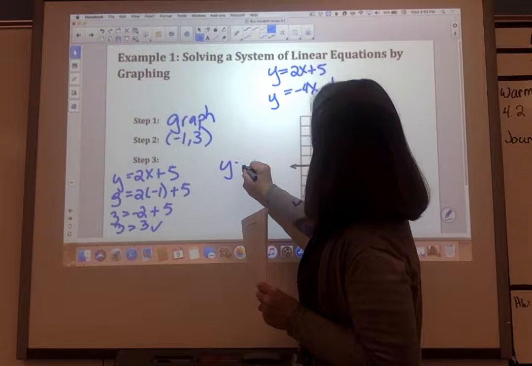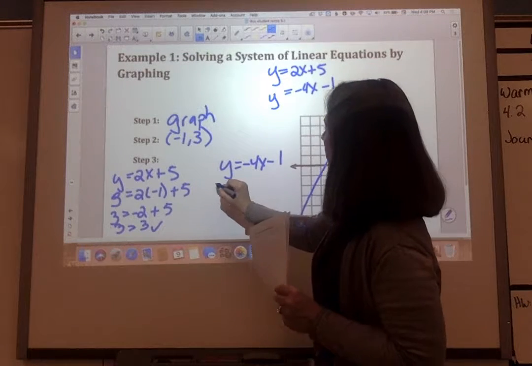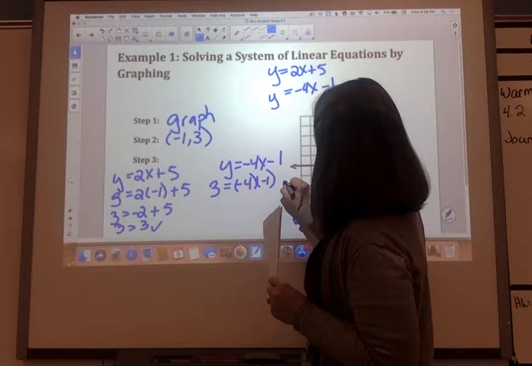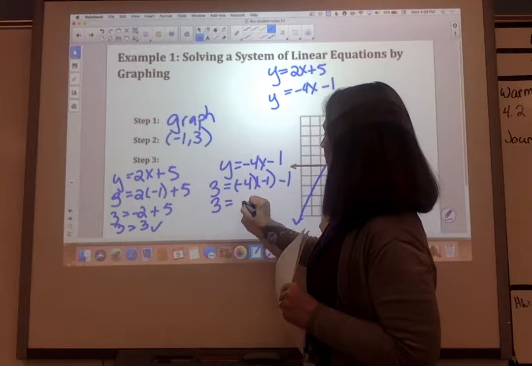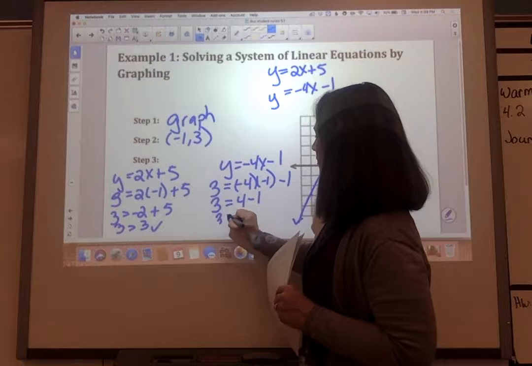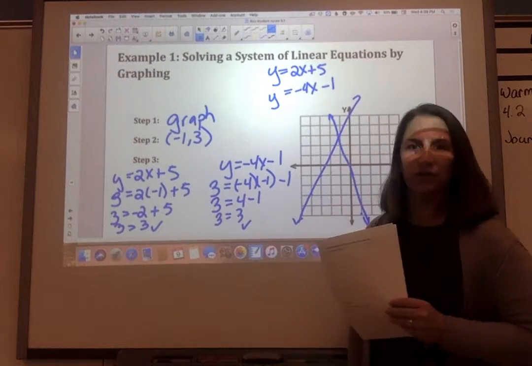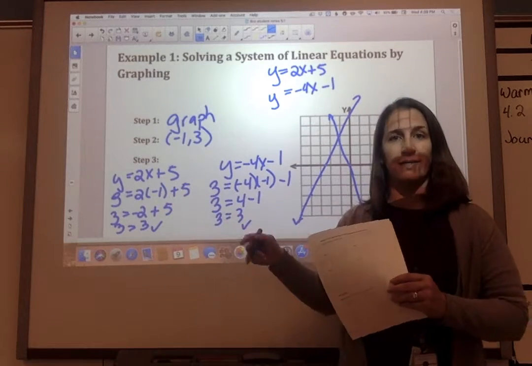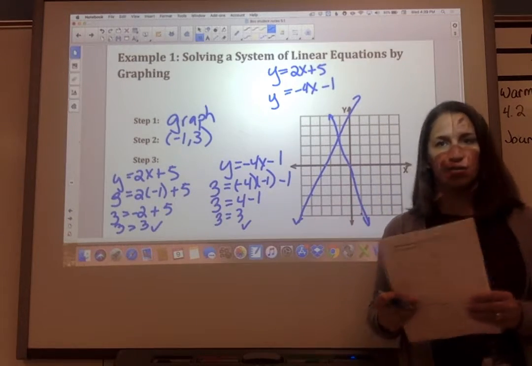And we have y equals negative 4x minus 1. 3 equals negative 4 times negative 1 minus 1. 3 equals 4 minus 1. 3 equals 3. That's also true. So that point is on both of these lines. So it must be the point of intersection.